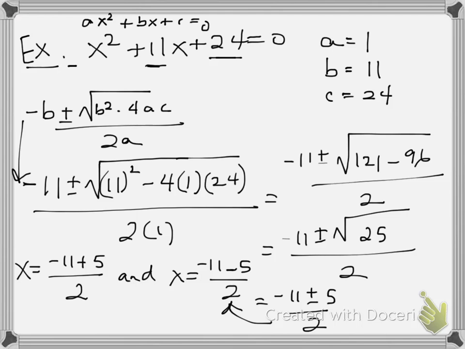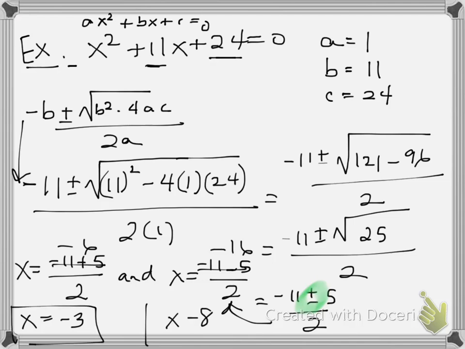That's where this plus or minus part right here comes in. We break it up into two formulas, or two simple equations. So negative 11 plus 5 is negative 6. So x equals negative 6 divided by 2, which is negative 3. Negative 11 minus 5 is negative 16. Negative 16 divided by 2 is negative 8. So my solutions would be negative 3 and negative 8.